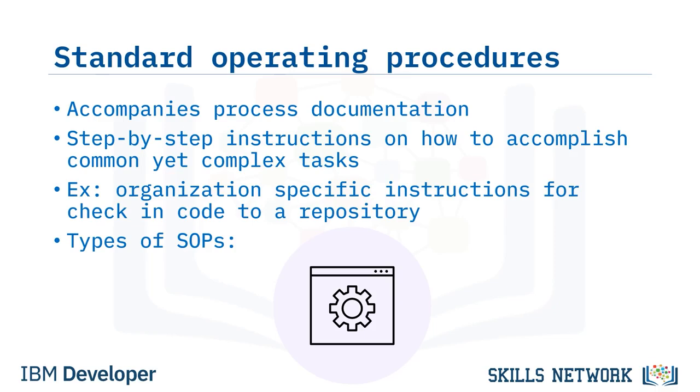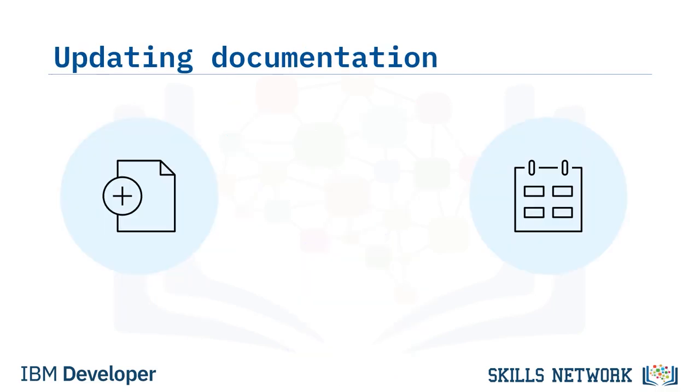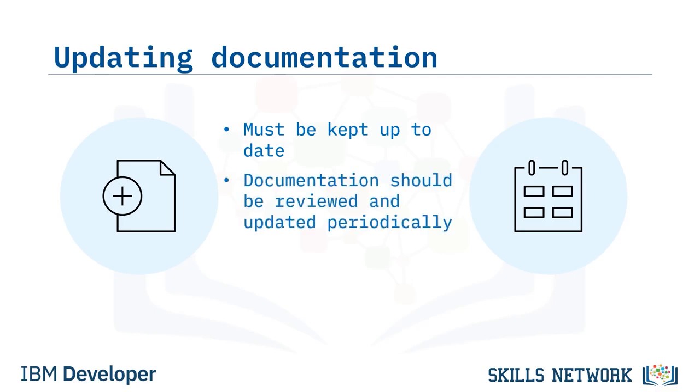SOPs can be in the form of a flowchart, a hierarchical outline, or step-by-step instructions. Documentation in any form must be kept up to date. Take, for instance, online user manuals. If a cloud-based application user interface changes, then the accompanying online documentation must be updated accordingly. Businesses need to ensure they allot resources for this step. With regards to the software development in the SDLC, updating documentation happens during the maintenance phase. Ideally, documentation should also be reviewed periodically to ensure its accuracy.